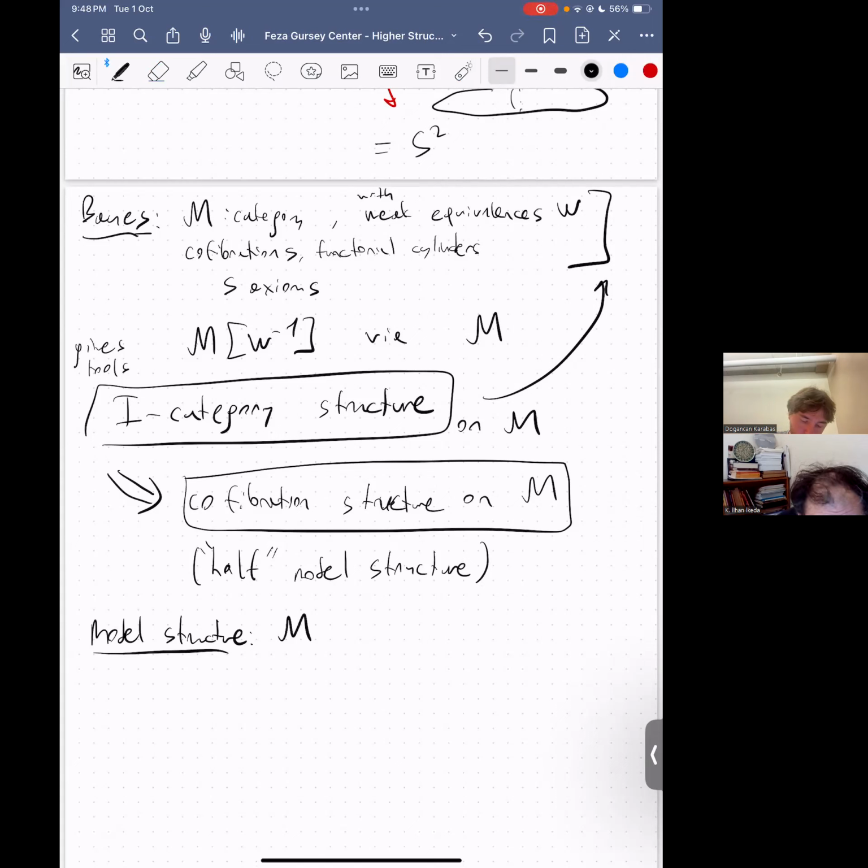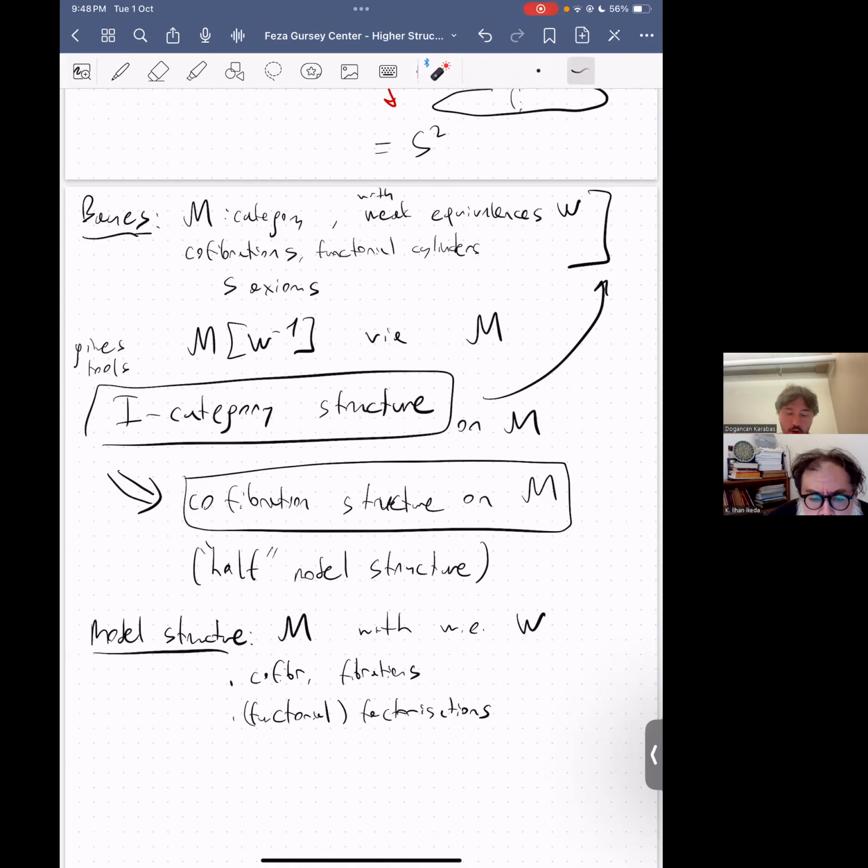But in model structure, you give weak equivalences W, you give cofibrations, fibrations, and functorial factorizations. Some stuff you give, and what we obtain is half of that because we don't give fibrations. For example, with our structure, we are describing half of the constructions in a homotopy category.